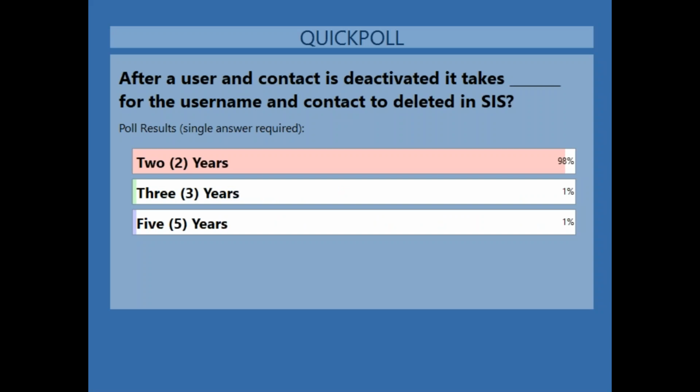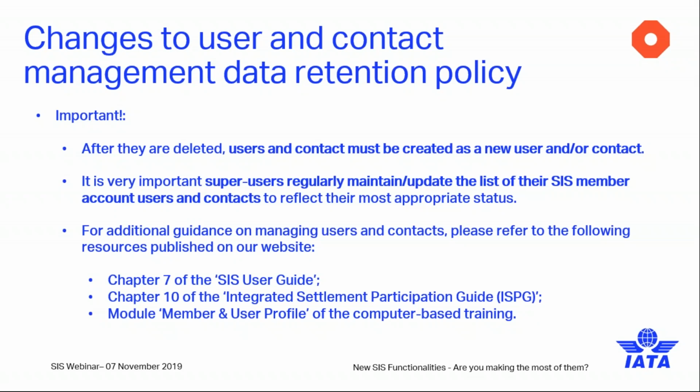So 98% said 2 years, 1% said 3 years, and 1% said 5 years. Vivek? Thank you, Jojo. The correct answer is 2 years. So thank you all for your participation in that question. 98% of you got it correct. Users and contacts that have been deactivated will be deleted after 2 years. And we'll continue on to the next section now.